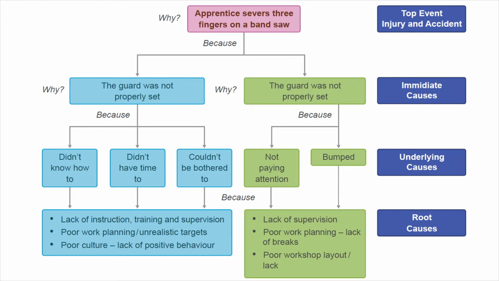There was poor planning or unrealistic targets. Again, improvements to risk control measures, management arrangements for supervision and control can occur here. Or poor culture, lack of positive behavior in the company as a whole. Handling these root causes will then help us with the underlying, immediate, and the total eradication of the top event.